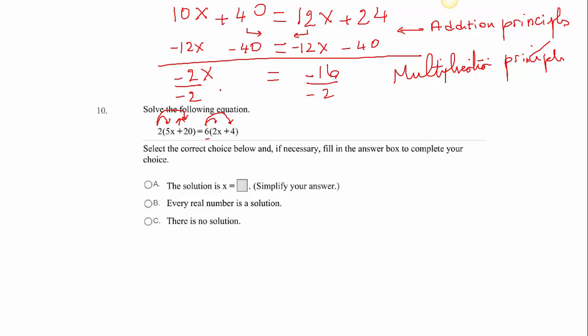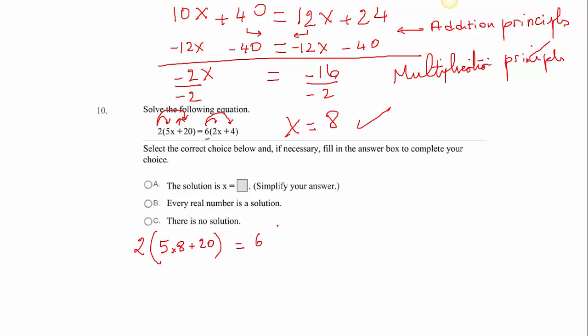So you divide negative 2 by negative 2, it will cancel, you end up with x. Negative 16 divided by negative 2 is 8. So 8 is the final answer. If you have time on the test, you can go back and check. 2 times, instead of x you put 8, plus 20.